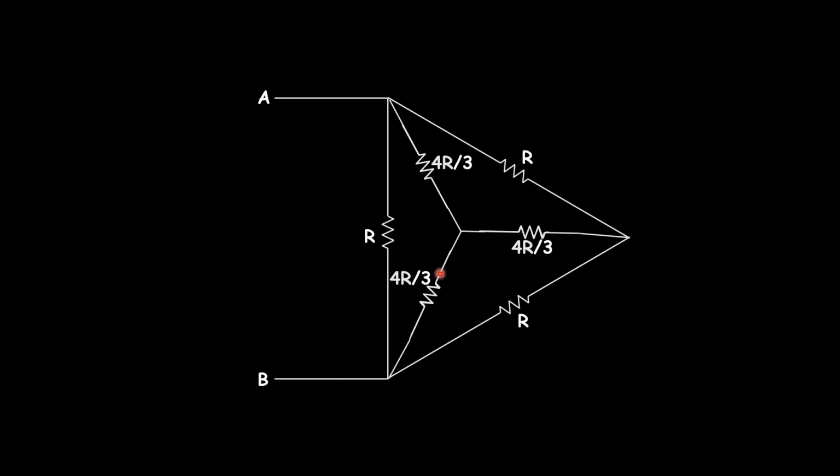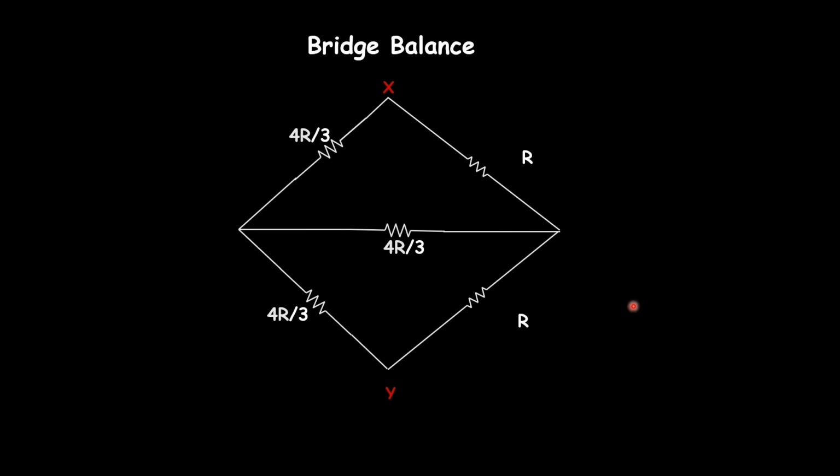Now try to pause the video and check if there is a Wheatstone bridge inside this circuit. Here it is, the Wheatstone bridge. We only need to stretch this point to here so that we get the exact Wheatstone bridge, with the opposite resistances being 4R by 3 and R, and 4R by 3 and R, and the galvanometer position occupied by this 4R by 3 resistance. Now we need to check the bridge balance condition, that is, the product of opposite resistances must be equal.